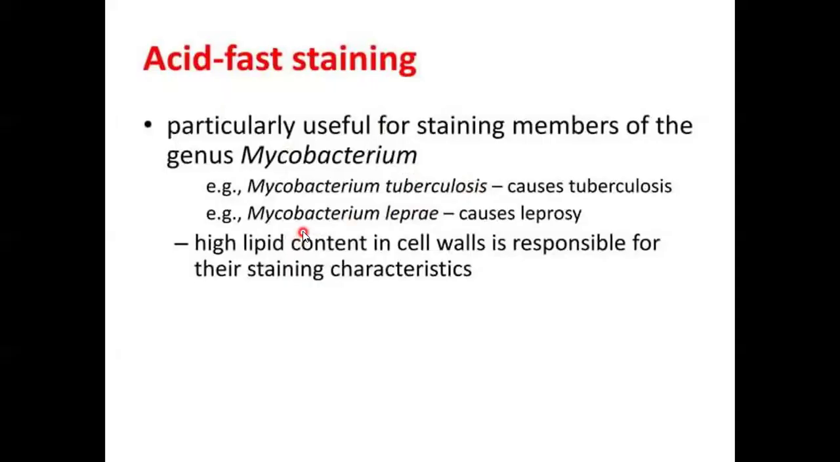The reason we use acid fast and not gram stain in this is because the cell walls of these two bacteria have high lipid content, so they cannot stain with gram stain. That is why we use this special stain. It's called acid fast staining. Okay.